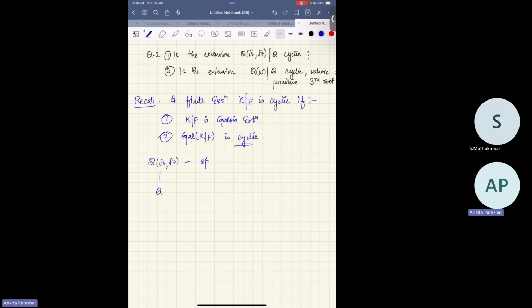Or we can prove that the dimension of K over F. What is the dimension? The dimension of K over F is 4. Yes, so this extension has degree 4. Now, how do I say it's Galois?